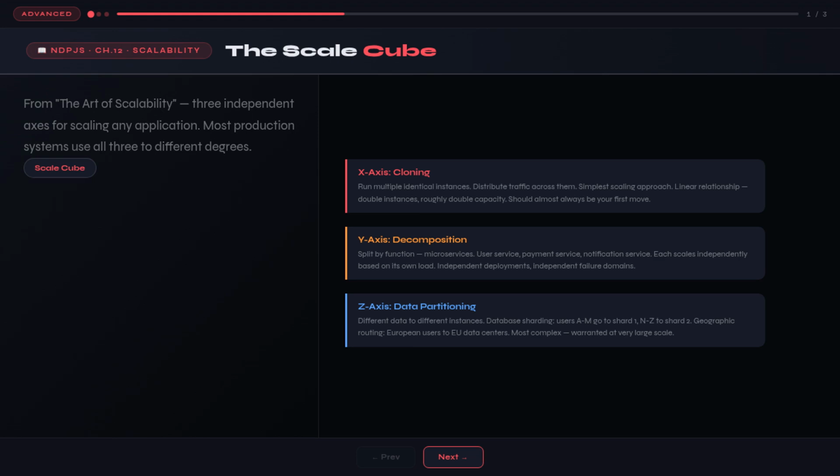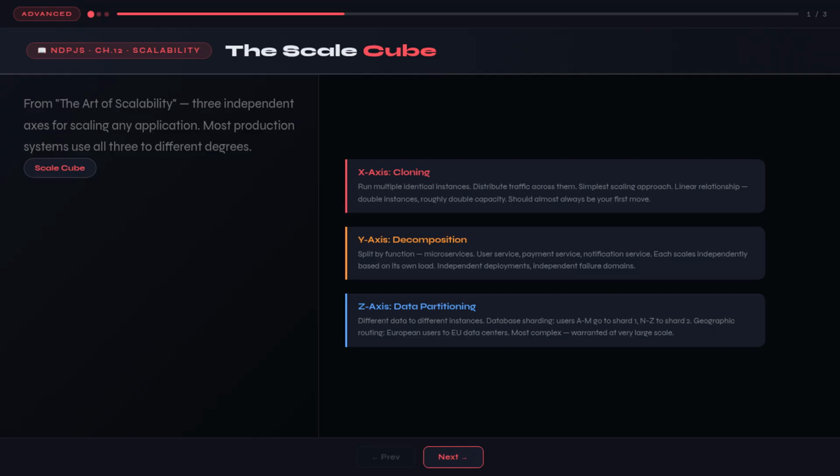Your application works perfectly with 10 users. It still works at 100. At 10,000, it starts to slow down. At 100,000, it falls over. This is the scaling problem, and it's not a bug, it's a consequence of the system's architecture.